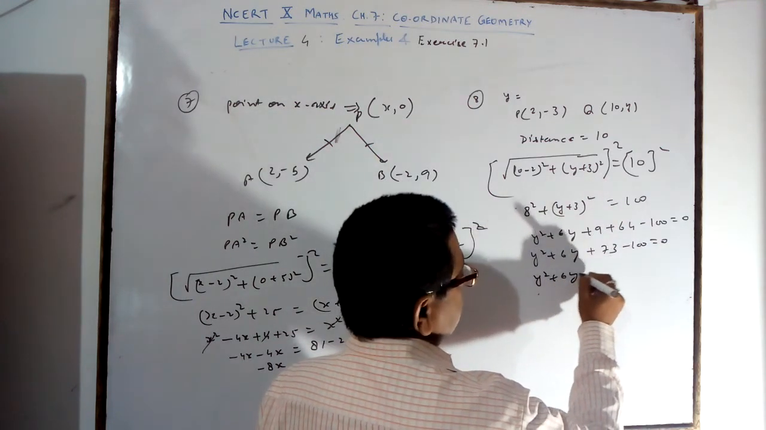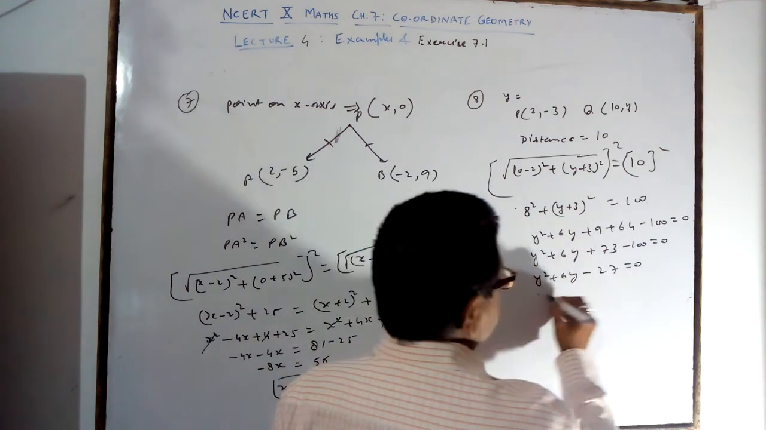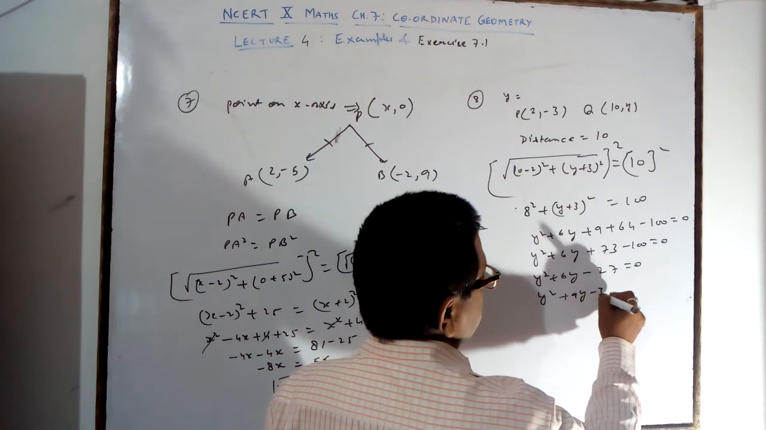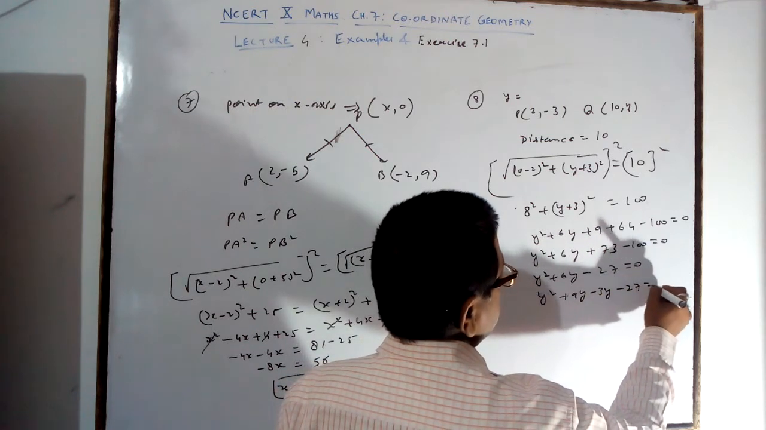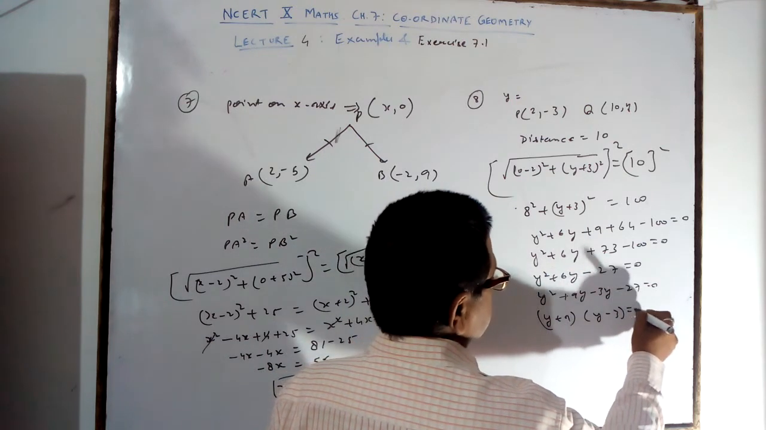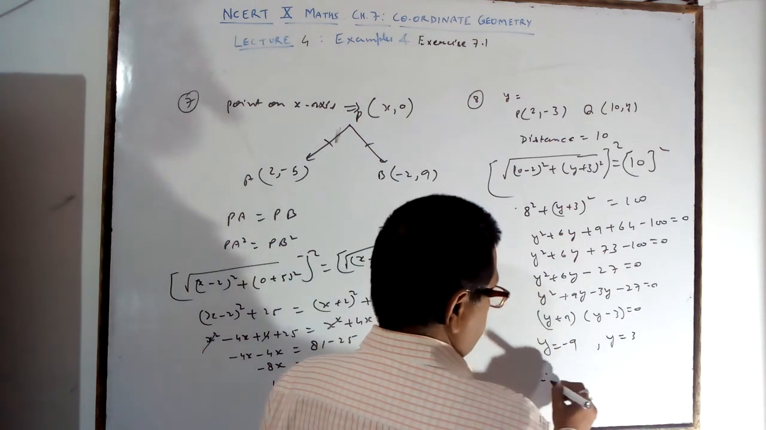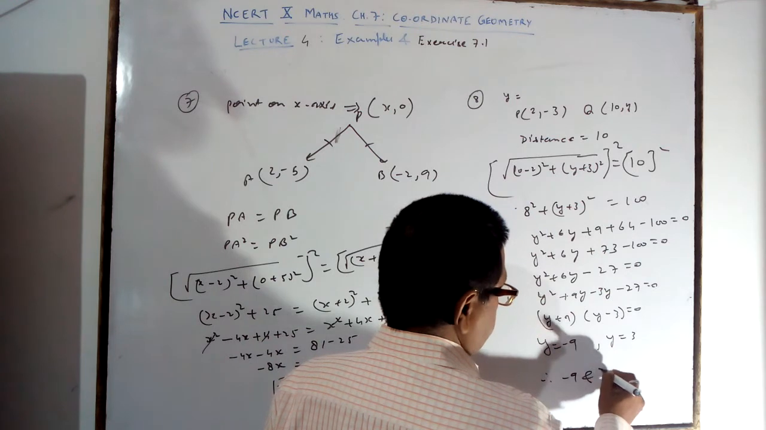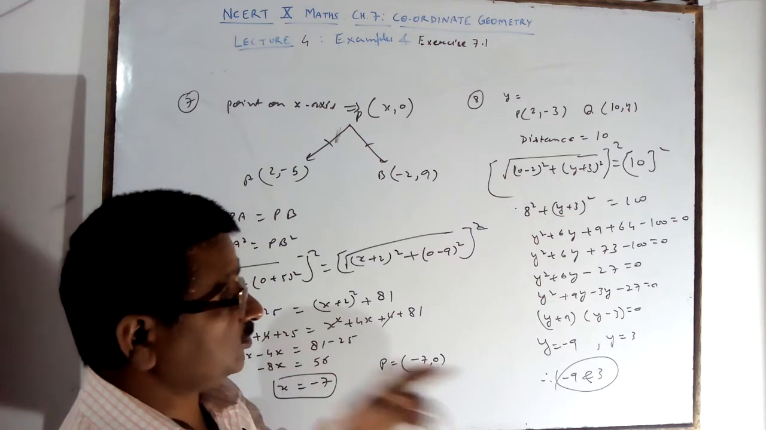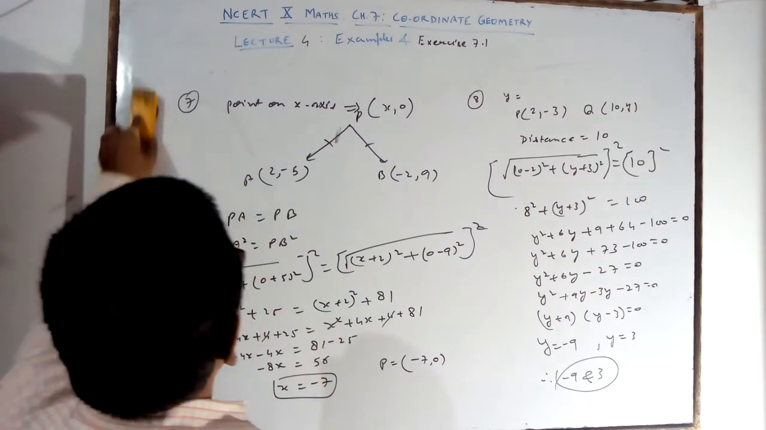y square plus 6y minus 27. 9 times 3 is 27. Factoring the middle term: y square plus 9y minus 3y minus 27 is equal to 0. So (y plus 9) in one bracket and (y minus 3) in the other bracket, y is equal to minus 9, y is equal to 3. So minus 9 and 3 are the answers. The values of y are two values, minus 9 or 3. There will be two answers you will get.